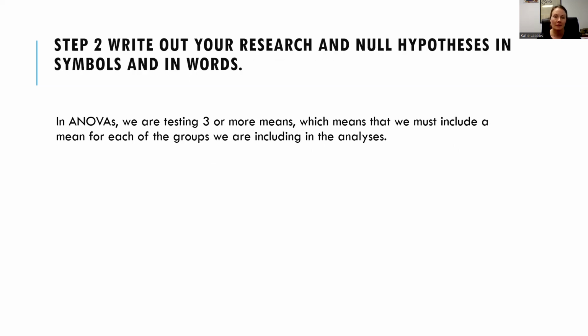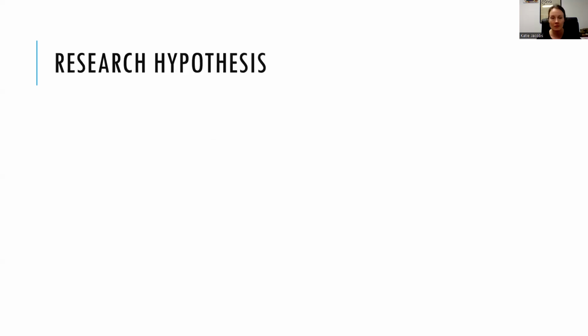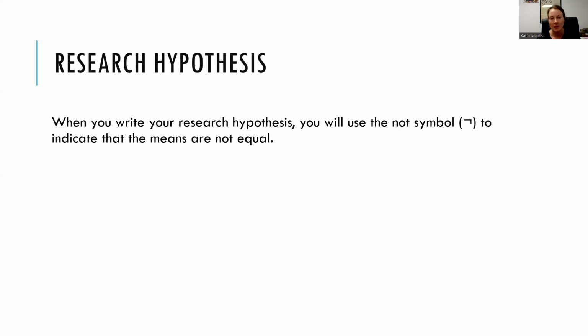All right, step 2, then we're going to write out our research and null hypotheses in symbols and in words. So in ANOVAs, we're testing 3 or more means, which means we have to include a mean for each of the groups that we're including in the analysis. Okay, so when we write our research hypotheses, it's going to be a little bit different than what we've seen in the past when writing our hypotheses. We're going to use a symbol called the not symbol, so it looks like this, and that will indicate that our means are not equal. So you're going to want to put that not symbol onto your symbol sheet.